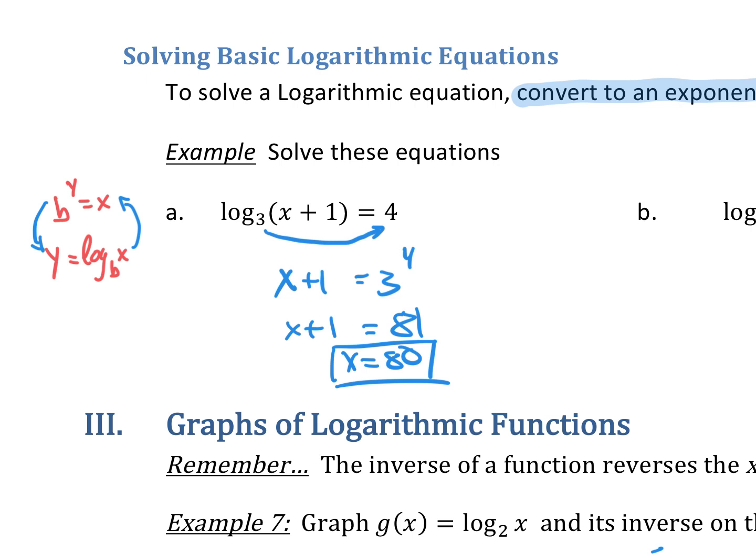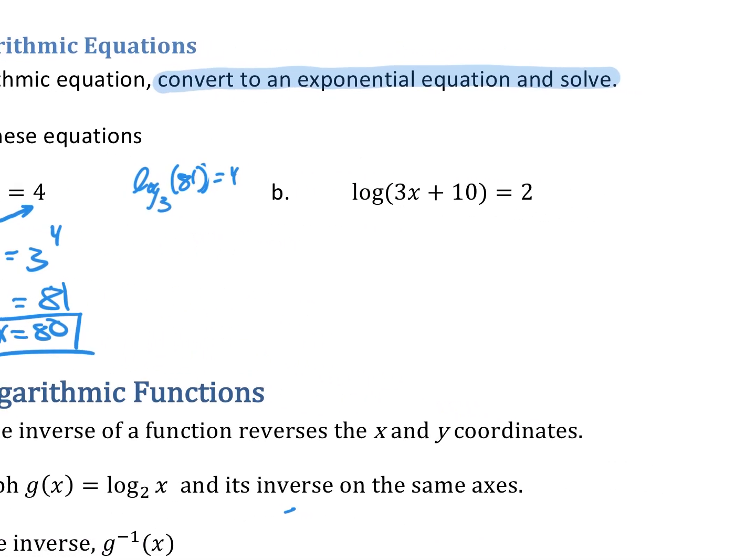Now we do have to check that this works, and mainly what we're checking is that when we put this number in, we have a positive number on the inside. That's when we'll run into problems. So when you plug in 80, that's obviously positive, and you can check: is log base 3 of 80 equal to 4? And it is. 3 to the 4th is 80 plus 1. That does check out.